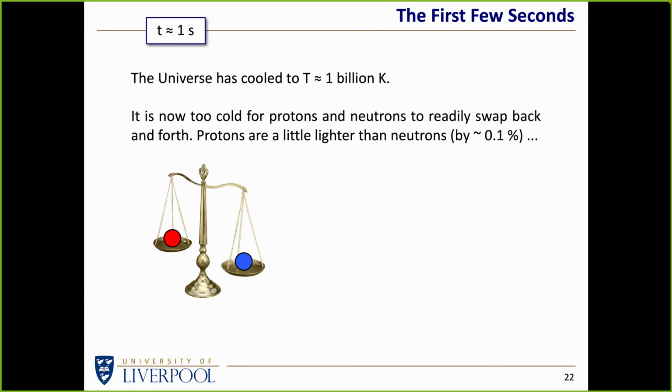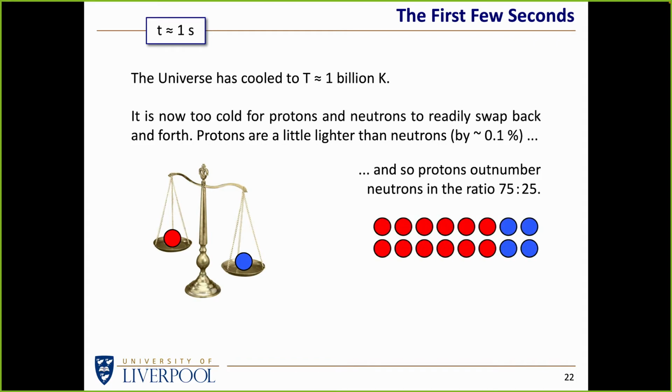So if protons are a little bit lighter than neutrons, then the universe is going to make more of them. Protons outnumber neutrons in the ratio of 75 to 25 out of every 100. Or if you prefer, 12 out of every 16 particles are going to be protons and 4 are going to be neutrons. From here on, I'm representing protons as these red objects and neutrons as these blue circles.